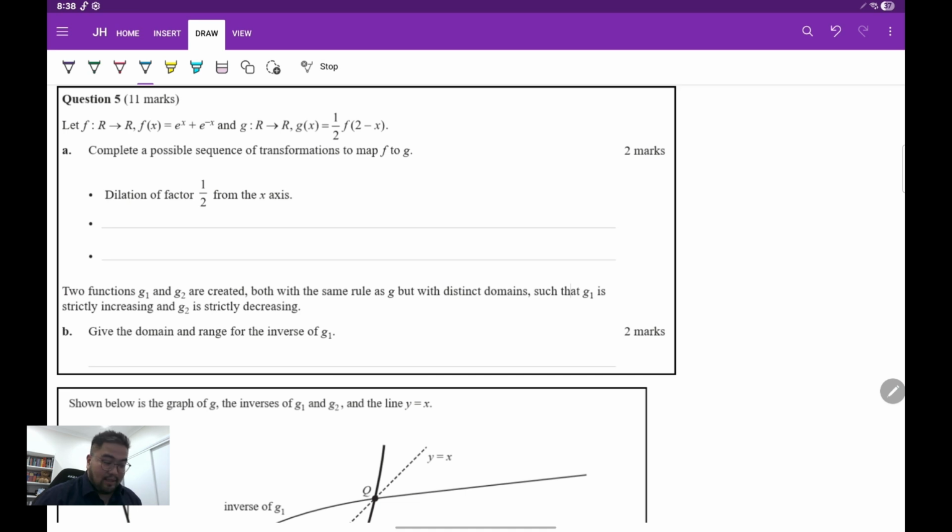All right, so this question here is the 2023 exam 2 question 5. When we look at this question, it says let f of x equal e to the x plus e to the negative x, and you've got g right there. It says complete a possible series of transformations to map f to g. In this case, I would look solely at this component here, where I would rearrange this so that g of x is equal to half f of negative x plus 2.